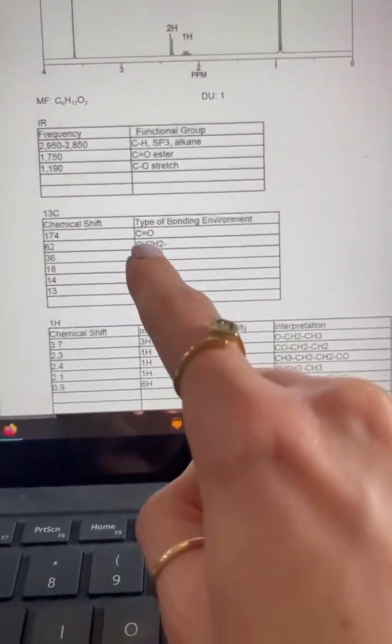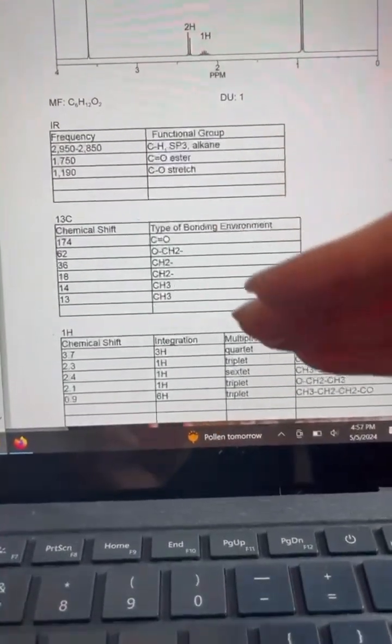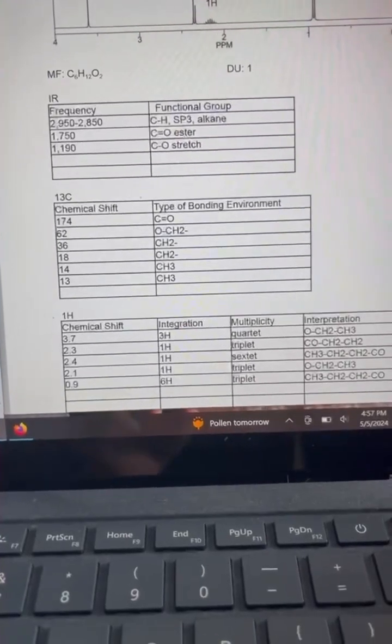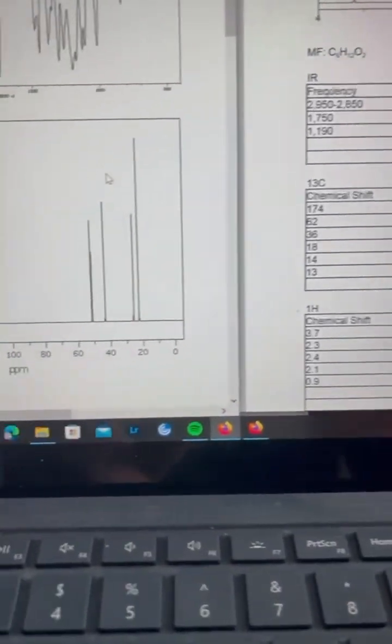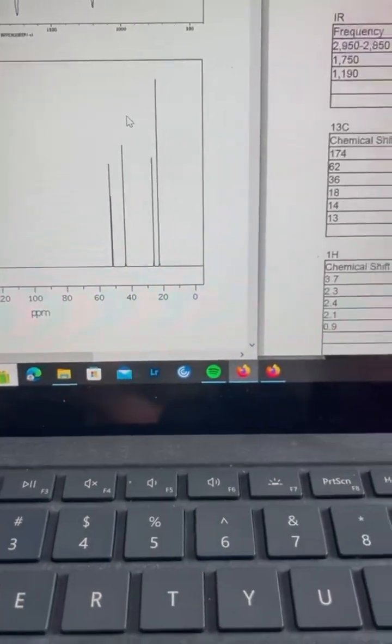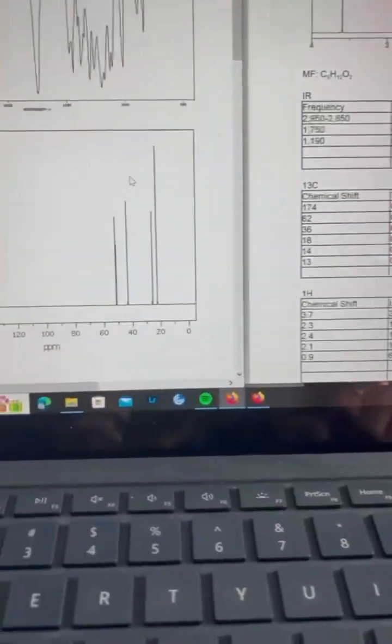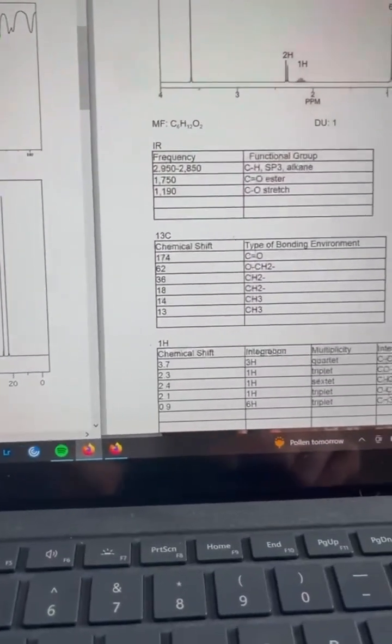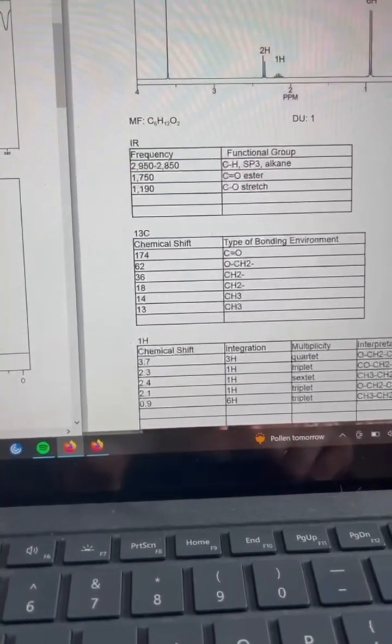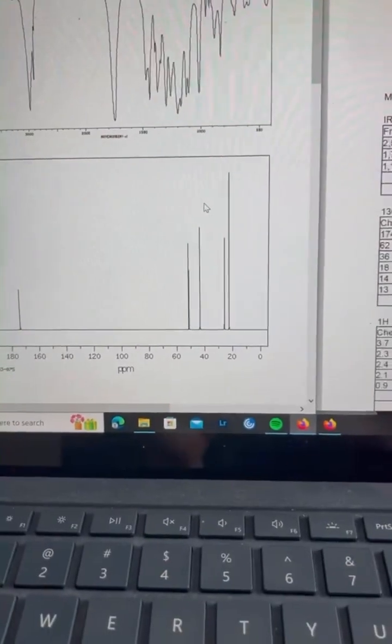And then you can just see as each bonding group falls, they each fall with spikes on the table. So OCH2 is around 62, moving over, following down. You can see how the chemical shifts correlate to the table.